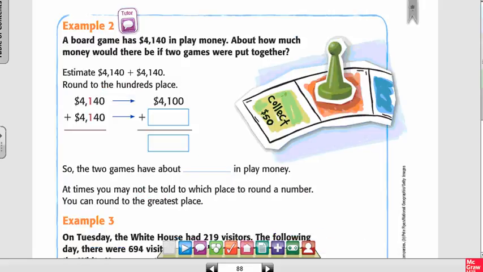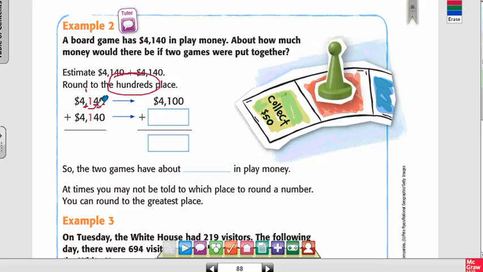Now look at the other example. It says a board game has $4,140 in play money. About how much money would there be if 2 games were put together? So now again, what do I do first? Round. And it says hundreds right there, I'm rounding to the nearest hundreds. They did the first one for you. Here's the hundreds place. Looking to the right is a 4. The 4 tells you that the 1 stays the same, and then replace these 2 numbers with zeros.